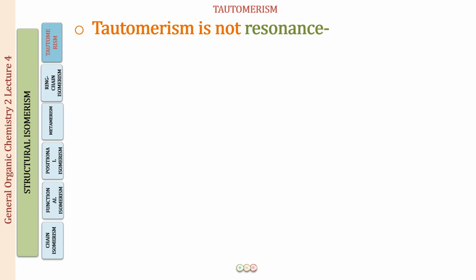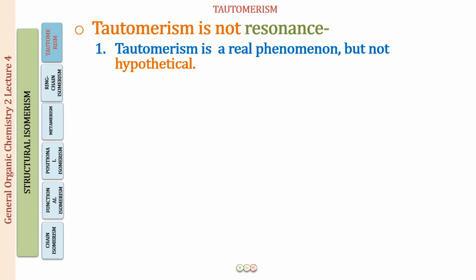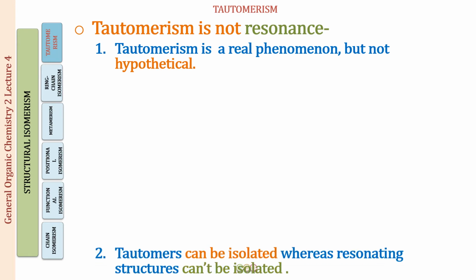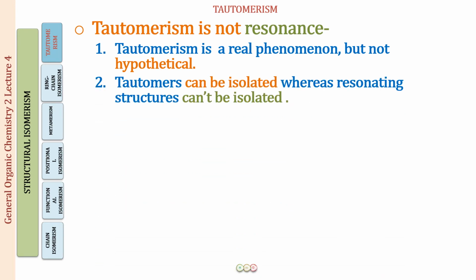Now why they are different, let us understand this. First of all, tautomerism, this is a real phenomenon. This is not hypothetical. Resonance is a hypothetical phenomenon. We constructed this phenomenon to explain the properties of a compound. Whereas tautomerism, this is a real phenomenon. How do we know this is a real phenomenon? Because the tautomers, we can isolate them. We can do that with a difficulty, but we can do that. But the resonating structures, they cannot be isolated.